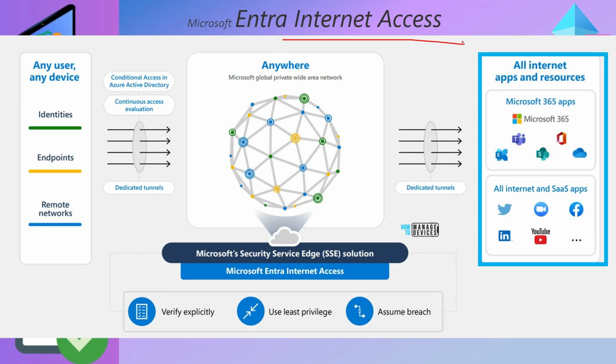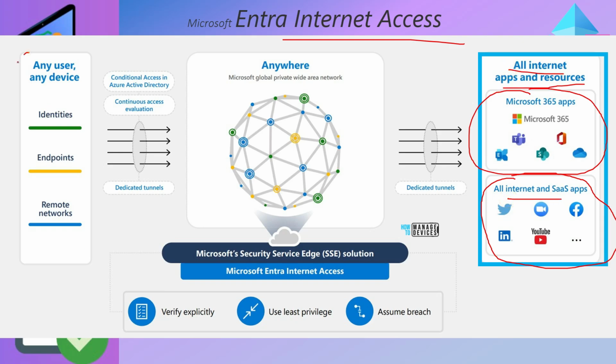What does this solution do? If you want to provide secured access to public SaaS offerings such as Twitter, LinkedIn, Facebook, YouTube, etc., and if you want to have secured access for Microsoft 365 and all the other SaaS applications and resources, this is all internet apps and resources. These two categories come under all internet apps and resources.